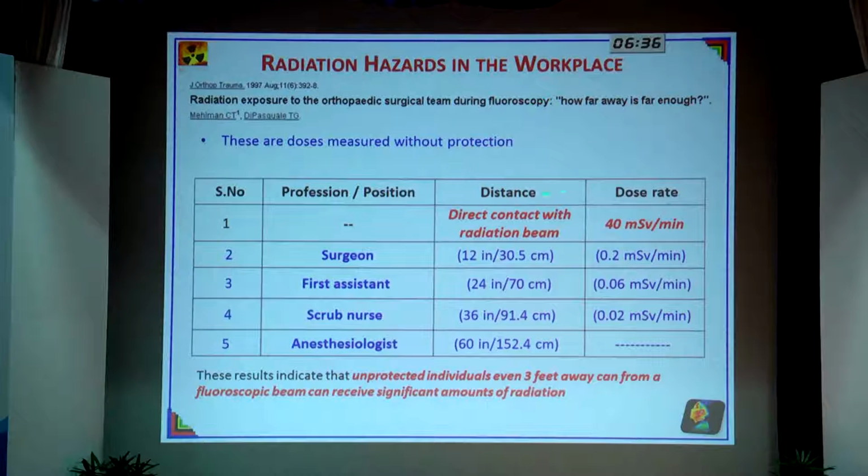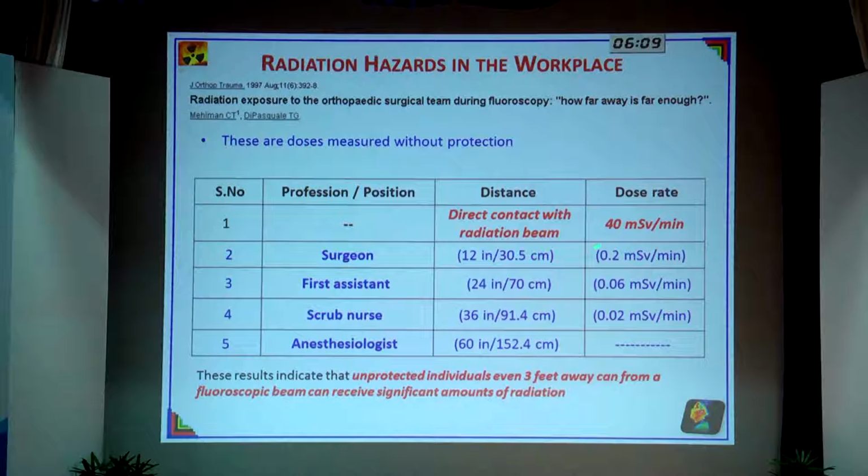There's one more study, which was actually done using dummies or phantoms. They found that when there was no protection used, when a person was in direct contact with the radiation beam, they could receive doses as high as 40 millisievert per minute. So you know that for the extremities, the maximum dose was 500 millisievert per year, and you can see that will be achieved within a few minutes.